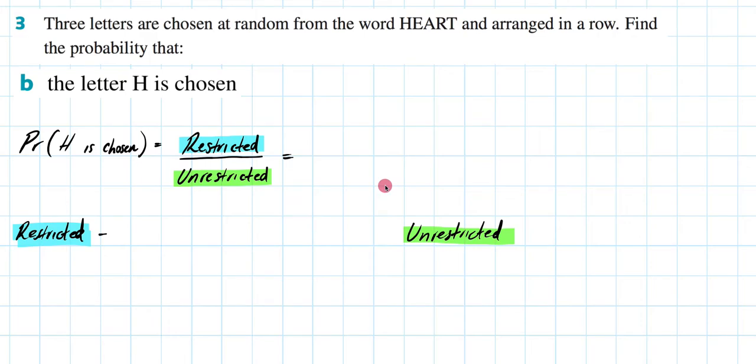All right, so we are answering questions from exercise 10D. We're looking at question 3B. 3 letters are chosen at random from the word heart and arranged in a row. Find the probability that the letter H is chosen.